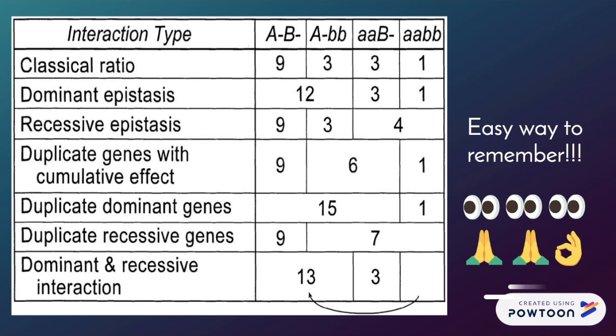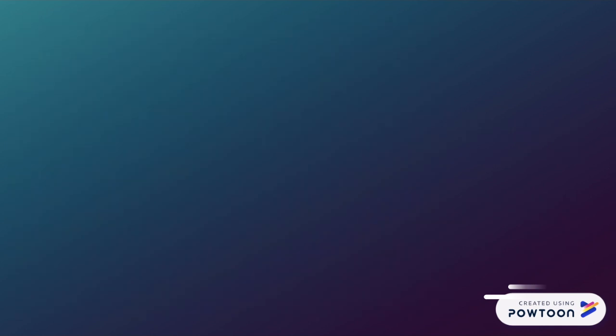cumulative effect has a 9:6:1. Duplicate dominant genes has 15:1. Duplicate recessive genes have a 9:7 ratio, and dominant and recessive interactions have a 13:3.